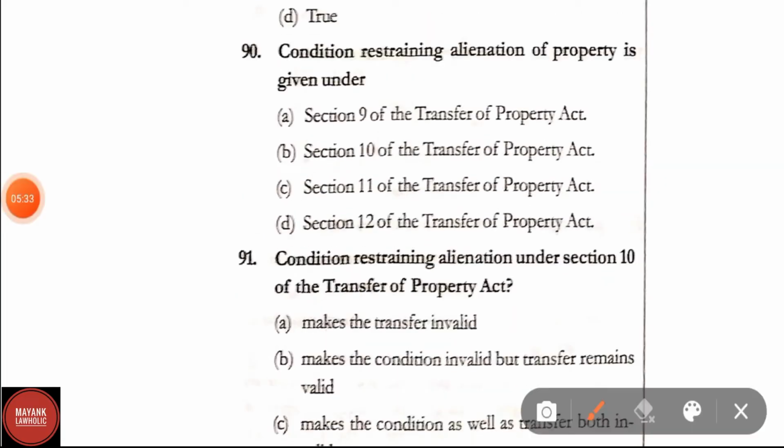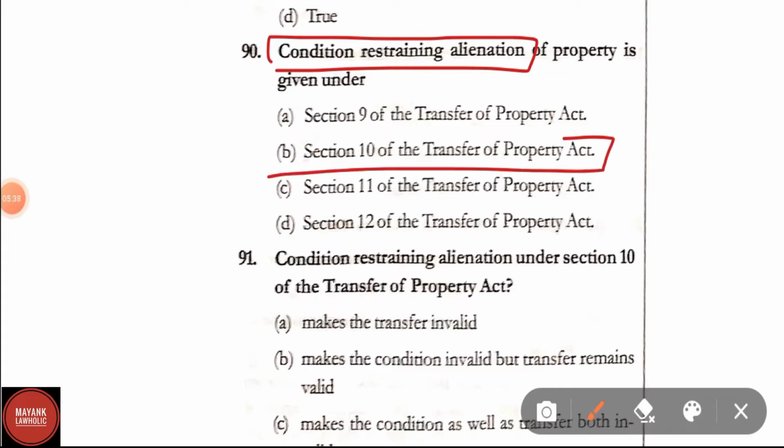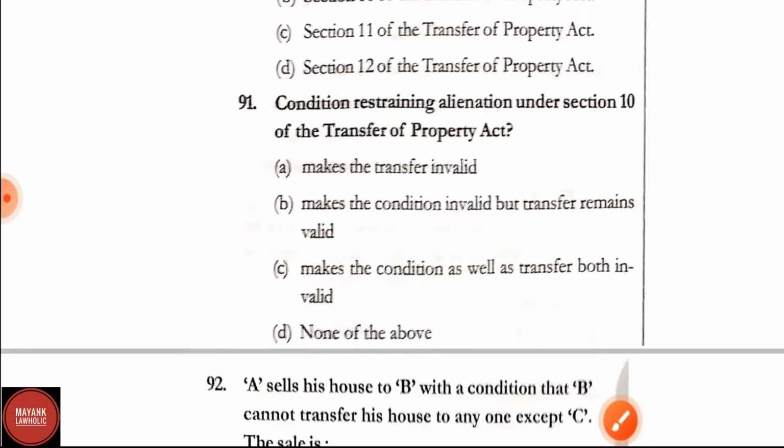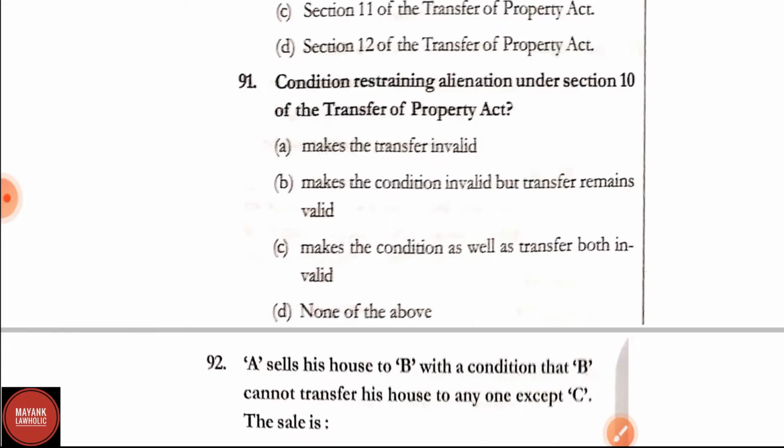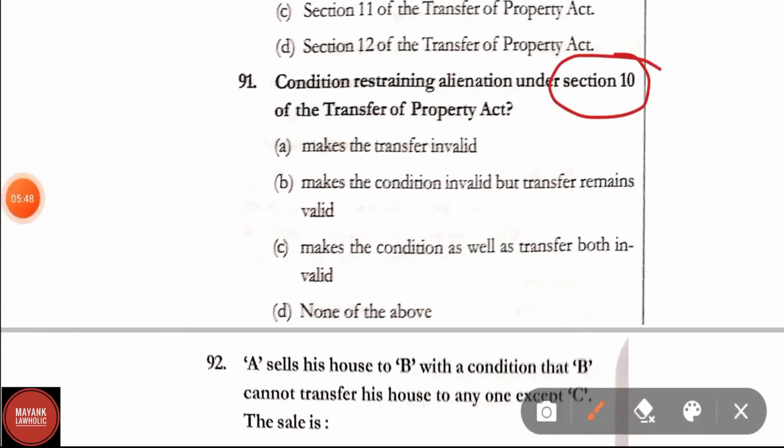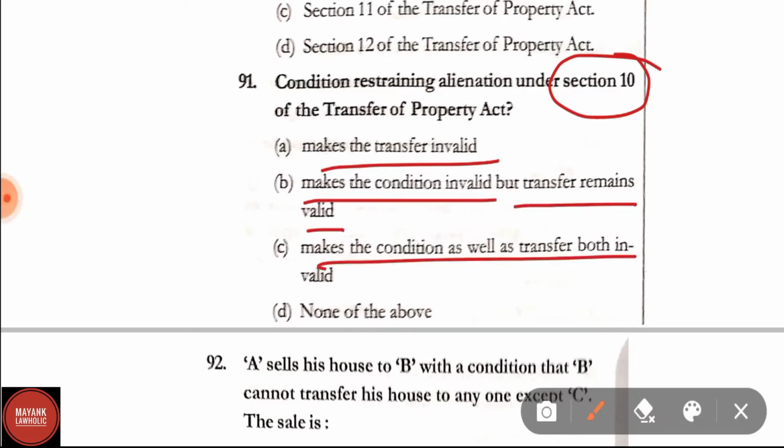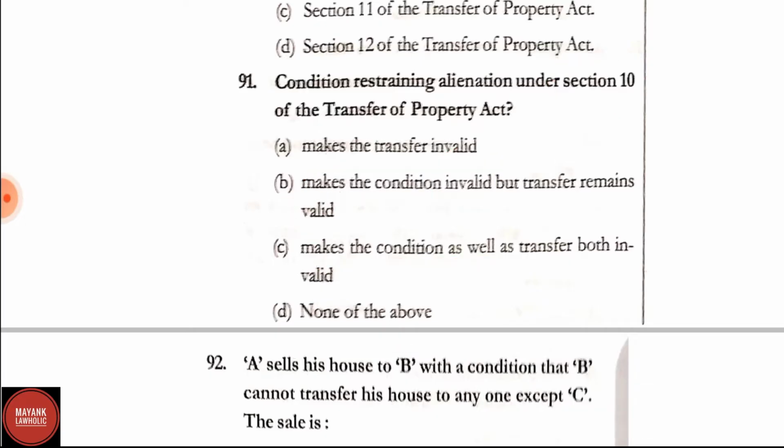Question number 90. Condition restraining alienation of property is given under. Correct answer is option B, that is Section 10 of TPA talks about the condition restraining alienation of property. Question number 91. Condition restraining alienation under Section 10 of TPA makes the transfer invalid, makes the condition invalid but transfer remains valid, makes the condition as well as transfer both invalid, none of the above. Here correct answer is option B, that is makes the condition invalid but transfer remains valid.